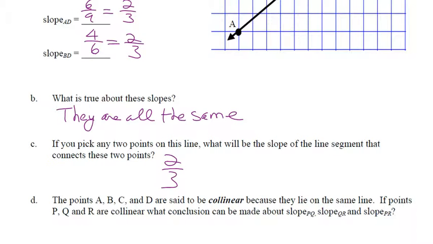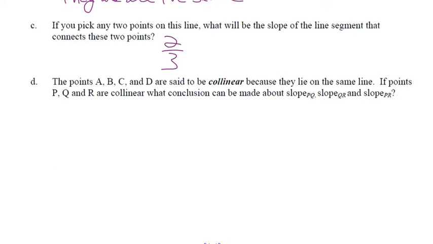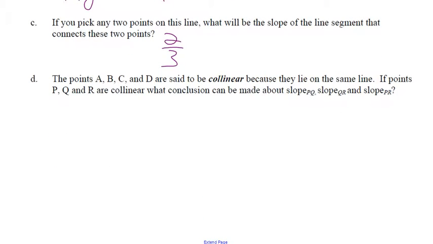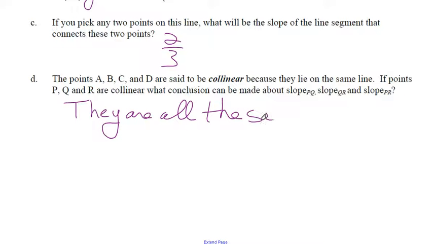The points A, B, C, and D are said to be collinear because they lie on the same line, which is really just the definition of collinear. If points P, Q, and R are collinear, what conclusions can be made about the slope PQ, the slope QR, and the slope PR? They're equal. They're all the same.